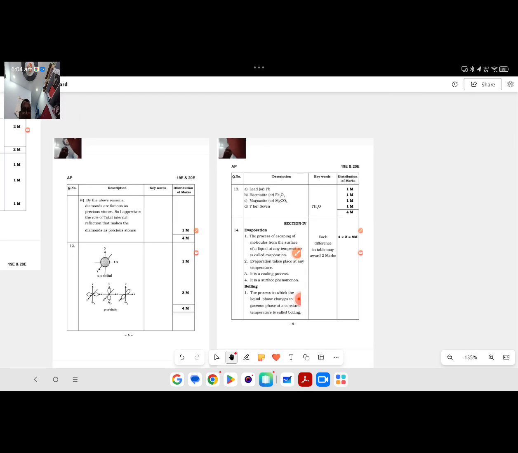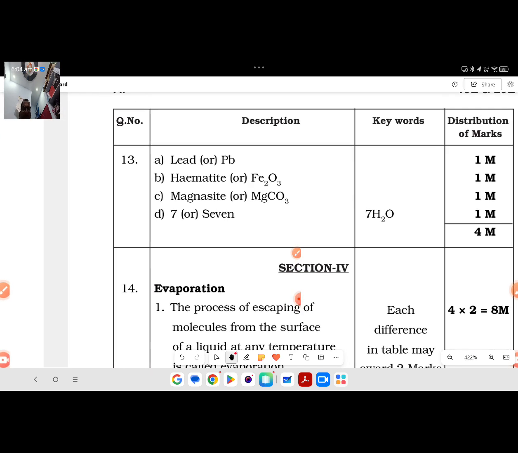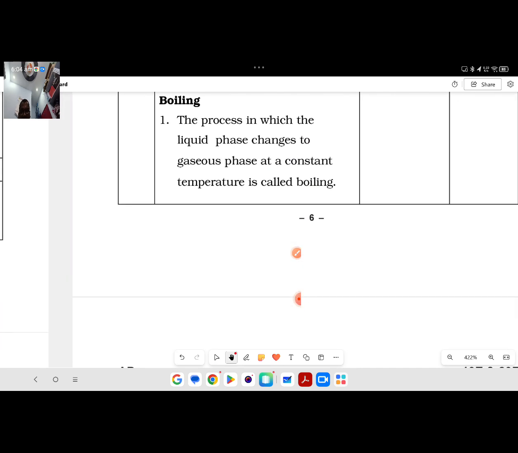So this is your solution paper. Direct answer. You check it here. You are not supposed to write sentences. You can write direct answers. So direct answer, first answer is lead or Pb, hematite or Fe2O3, magnesite or MgCO3 or 7, like this. Right? Next question. This is out of syllabus.